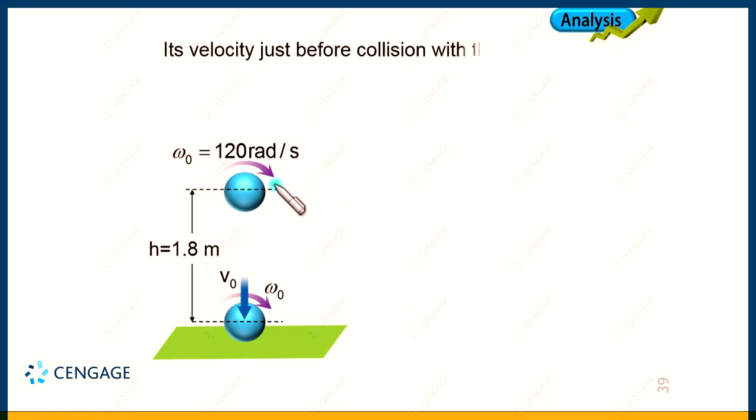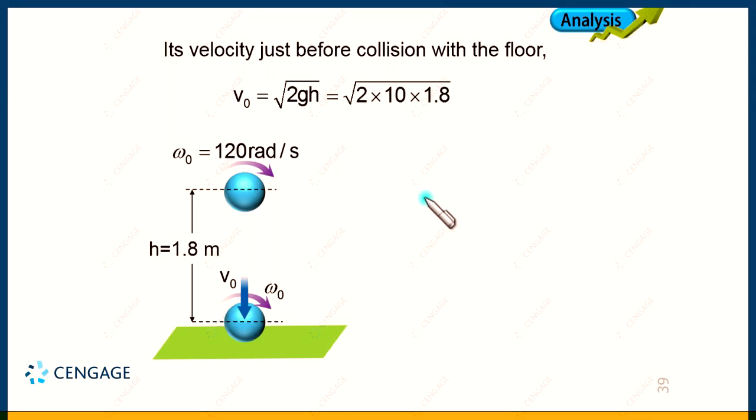Now we can find the linear velocity or translational velocity of the ball by using the formula: V naught, the velocity just before collision, is given by root 2gh, right? We know the value of h equal to 1.8 meter, and g equal to 10 meter per second square. So it is root of 2 multiplied by 10 multiplied by 1.8, and that is equal to 6 meter per second. That means just before collision of the ball with the ground, the velocity of the ball center of mass is 6 meter per second in the downward direction, right?